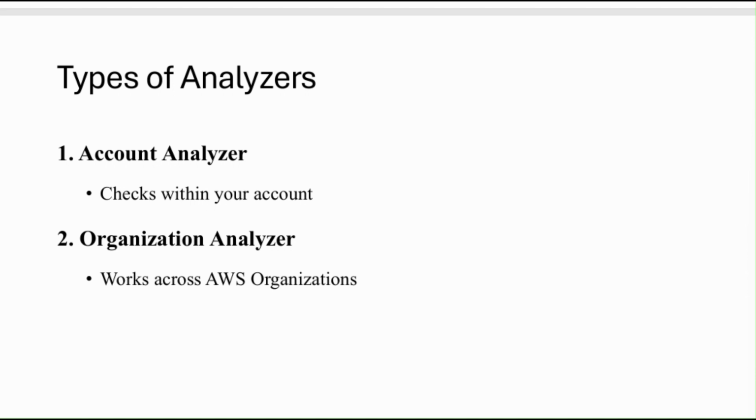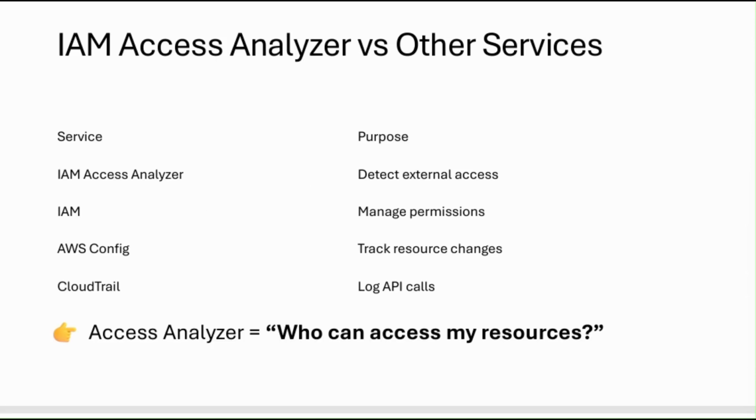For most people, account analyzer is enough. But if your company is big and uses many accounts, organization analyzer is very useful. You might be confused. Are there other security tools in AWS? Yes, there are. Let me compare IAM Access Analyzer with other services. So basically there are four services that people often confuse.